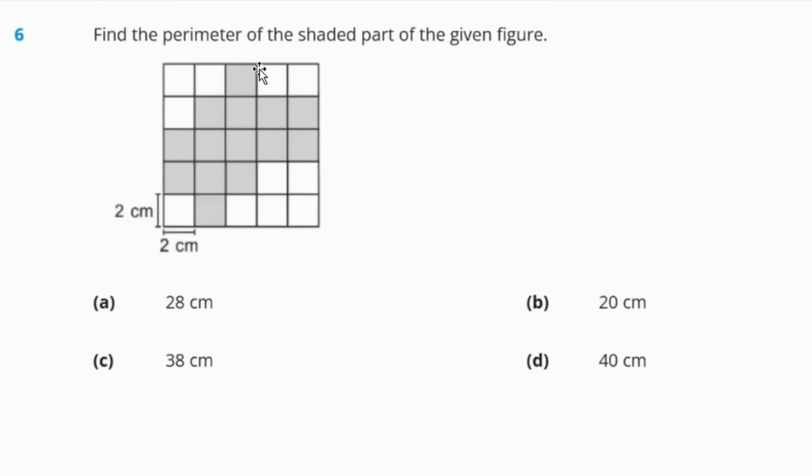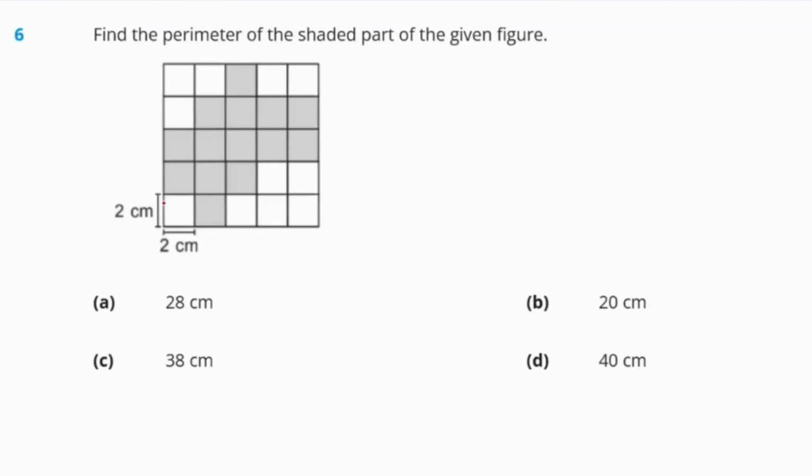Next question. Find the perimeter of the shaded part of the given figure. A figure is given here and we have to find only the perimeter of the shaded part. Perimeter means what? It is the length of only the boundaries. Only the boundaries we have to count. That is a perimeter.